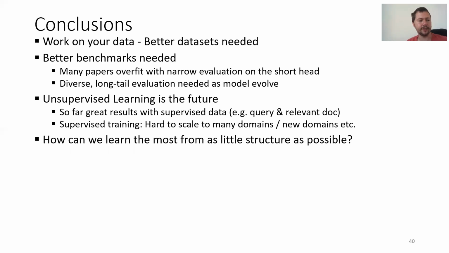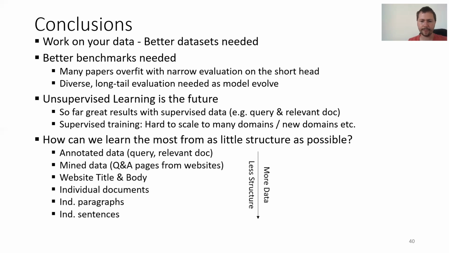So a big research question I find relevant is how can we learn the most from as little structure as possible? So here we have the different types, and the structure decreases. At the same time, it means we have more data. So if you have annotated data where you have a query and just an annotated relevant document, this is a lot of structure, but you have really little data on this.